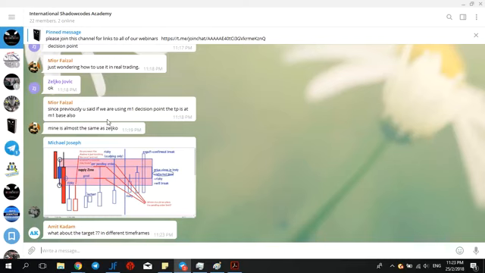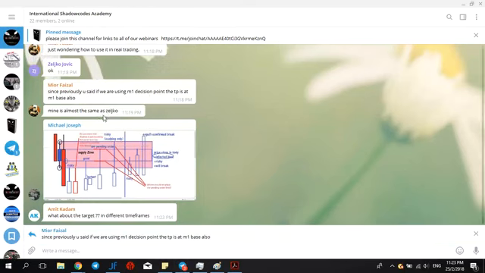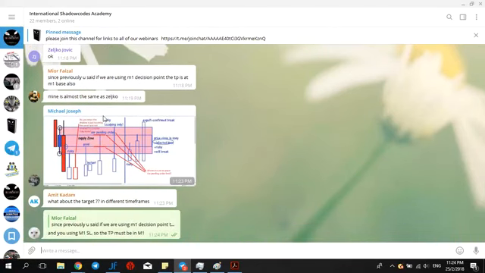Previously you said if we are using the M1 decision point, TP is at the M1 base. So if you are using the M1 decision base and M1 SL, the TP must be in M1. If you're using the decision as the SL, you cannot expect price will hold that decision point until your TP if you're using the same SL.